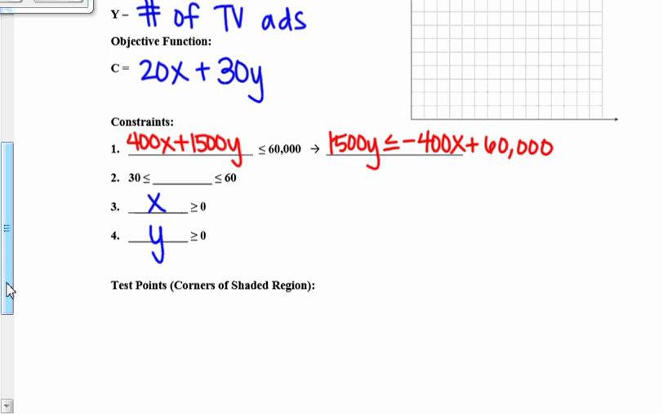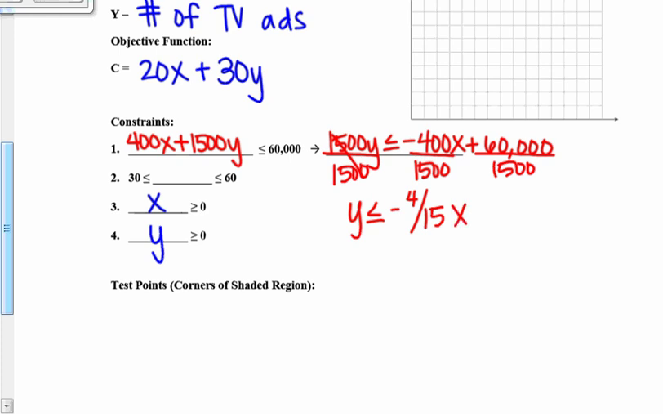All right. Now my next step is just to divide by 1,500. And I get y is less than or equal to 400 over 1,500, which reduces to 4 over 15, and then I just have a negative sign right there, x plus 40. Now, I didn't do that in my head, I did it in my calculator. So here's one of my equations of the lines that I'm going to be graphing.